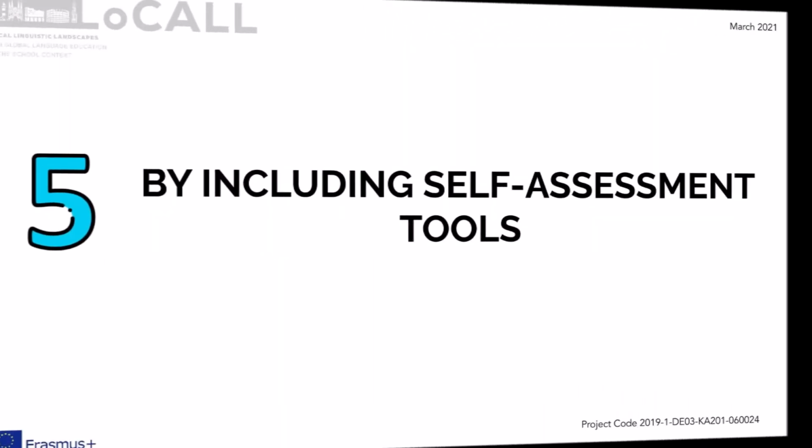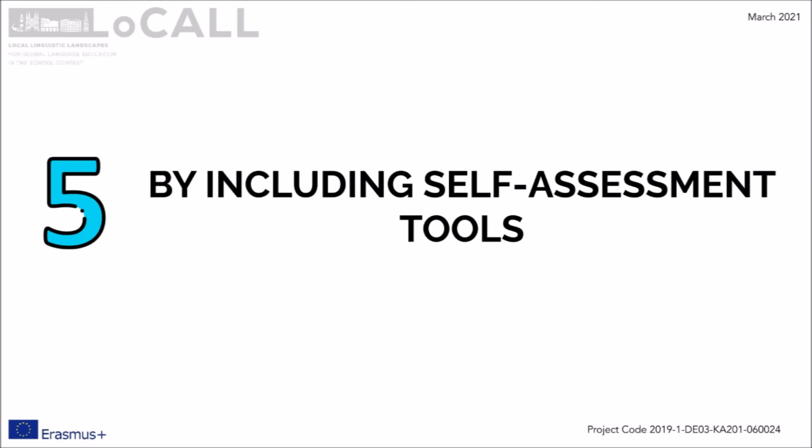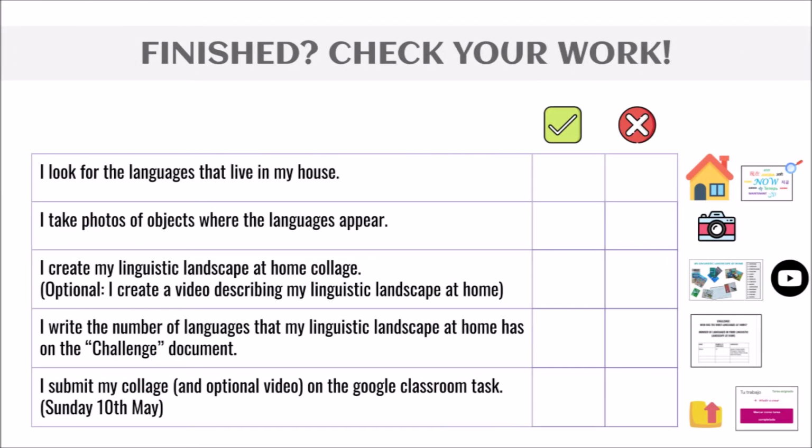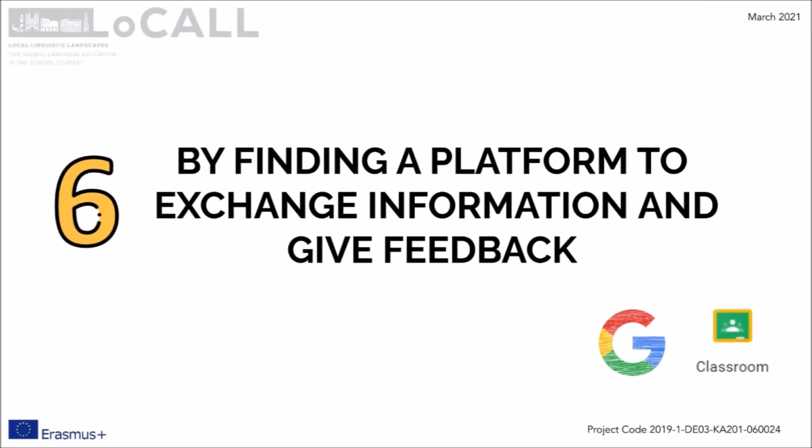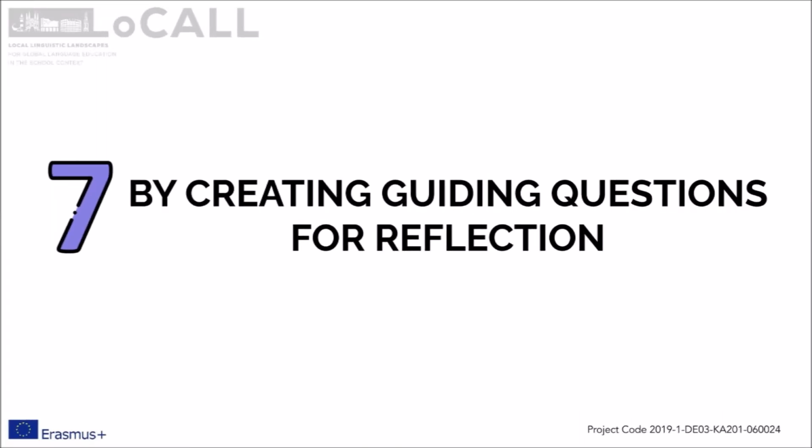A relevant idea that helps students to be on track and check their productions is to include self-assessment tools and visuals as part of their teaching and learning material. This is an example of the self-assessment tool offered to students. Finding a platform to exchange information and get feedback is very important too. I used Google Classroom, a platform students were used to working with, so it facilitated the learning process.